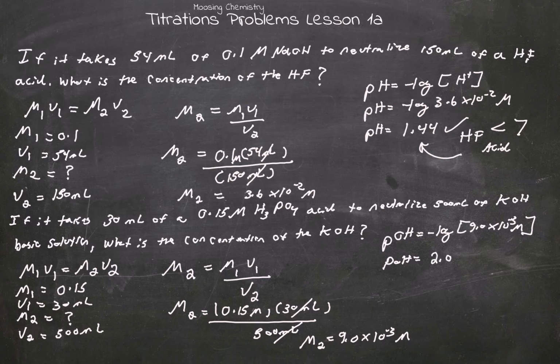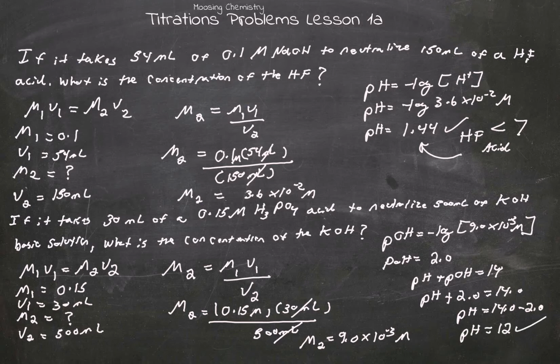Now we're going to do pH plus pOH equals 14, because we're using the pOH. So pH plus 2.0 equals 14.0, so pH is equal to 14.0 minus 2.0. The pH is going to equal 12. And that makes sense because KOH is a base. So this makes a lot of sense.